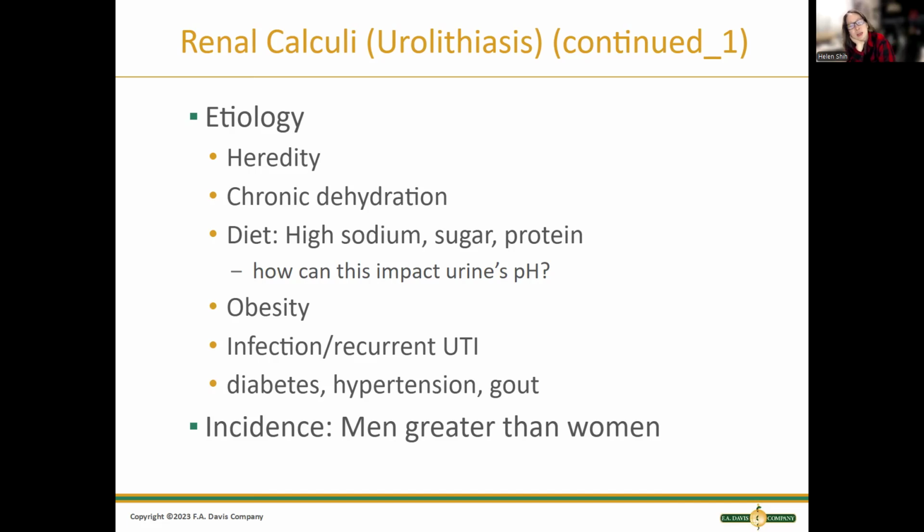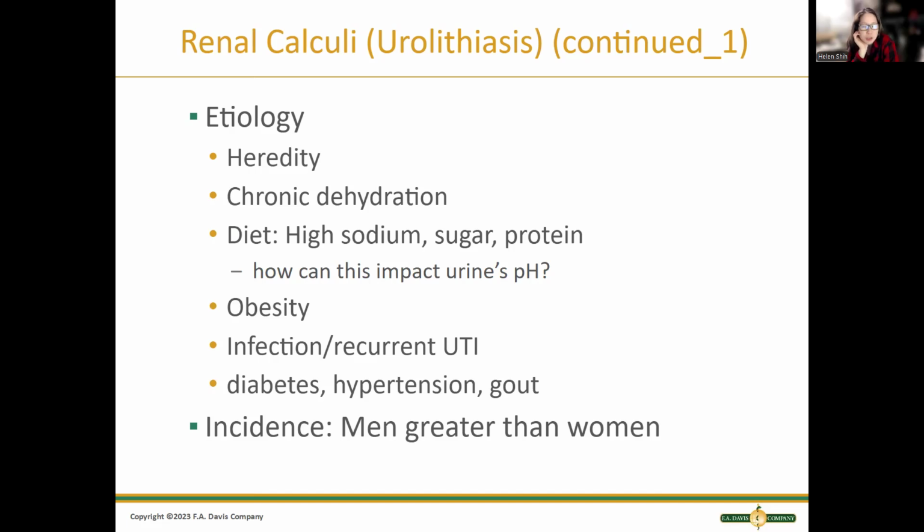Obesity is a factor because if you're obese, you're probably eating a diet that is high in sodium, sugar, fat, and proteins. And you're probably not drinking a lot of water. And so these are ways obesity can contribute to the formation of kidney stones. If you have infections or recurring UTIs, there's a certain strain of UTI that can also cause stones to form. There's a very specific stone that it will form as a result of having this UTI. And so that could be another reason why.